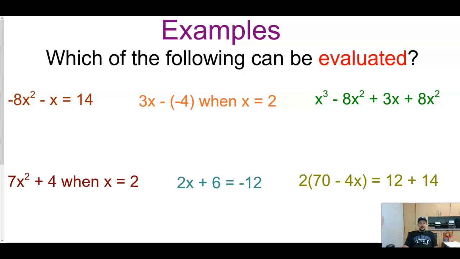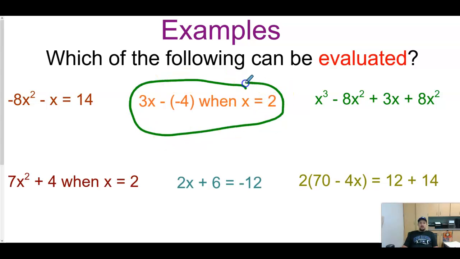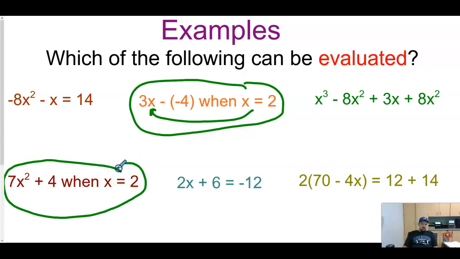Okay? And now which one can be evaluated? It gives us a value, and we plug it in. So right here, it gives us a value of x equals 2, and we would plug it in and evaluate what happens when we plug in that 2. So here we would solve. This one is simplifying. Alright, 7x squared plus 4 when x equals 2. This would be something we could evaluate because we could take the when x equals 2 and plug it in right here. Here this was solved, and here this was solved.